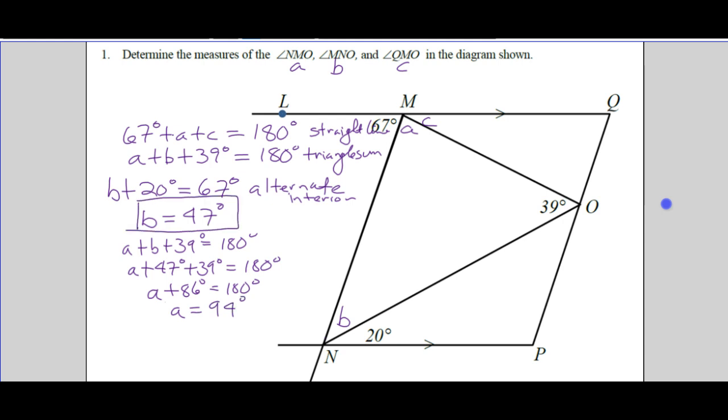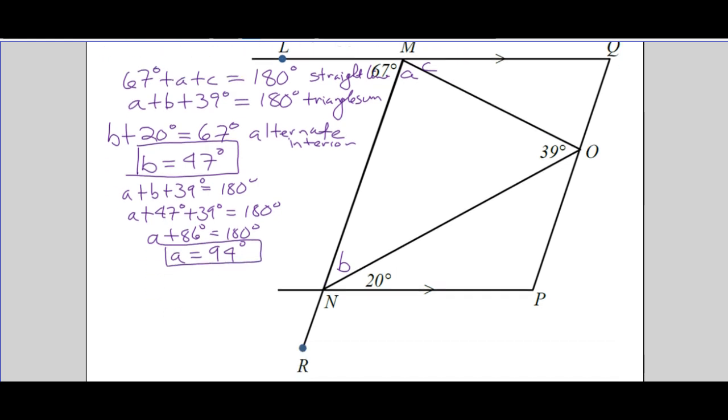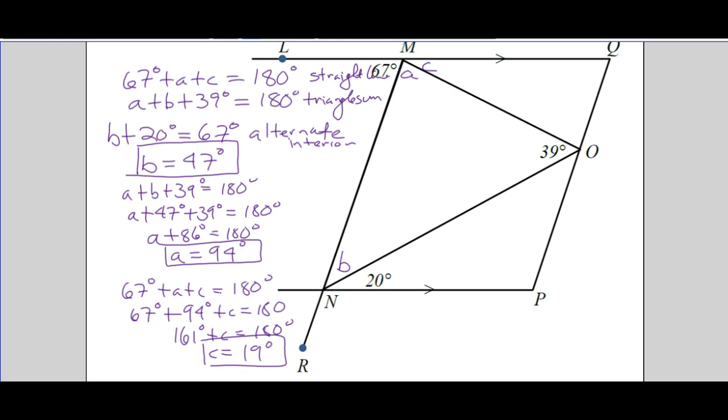Here, let's put little boxes. That's what we need to know. What's left to figure out? C. We know that 67 degrees plus A plus C is 180 degrees. So 67 degrees plus 94 degrees plus C is 180. 67 plus 94 is 161. So angle C is 19 degrees. Put a little box around that because that's what we needed to show.